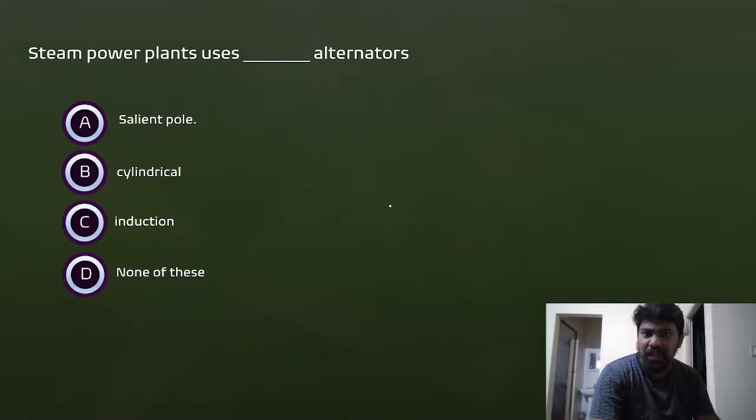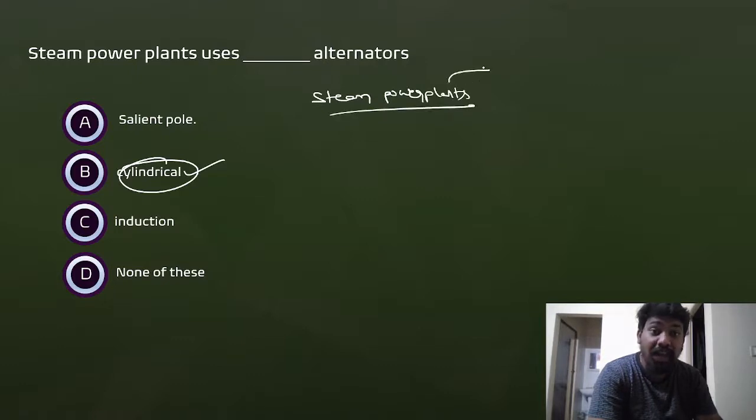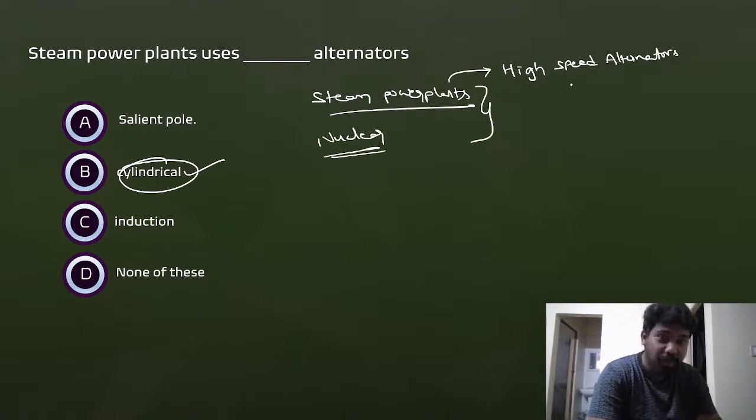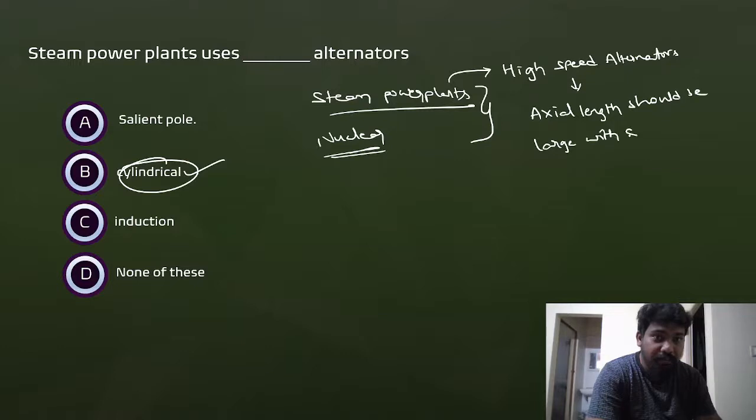Steam power plant uses dash alternators. Simple, simple, simple. Steam power plants. The alternator used for a steam power plant should be a high speed alternator. Also, this is applicable for nuclear also. For these two, we need high speed alternators, and the axial length should be large with a small diameter. So we will be using cylindrical rotor alternators only.